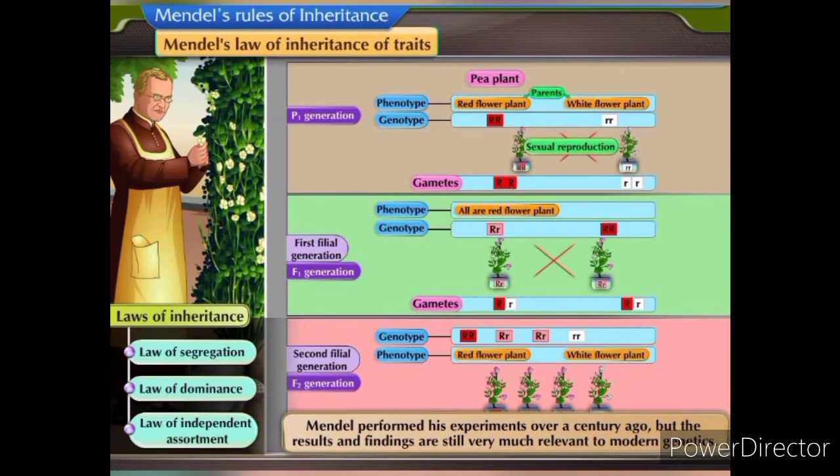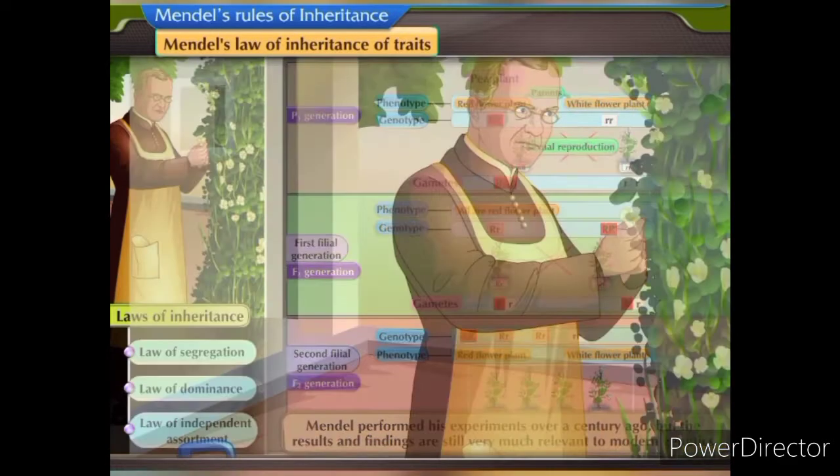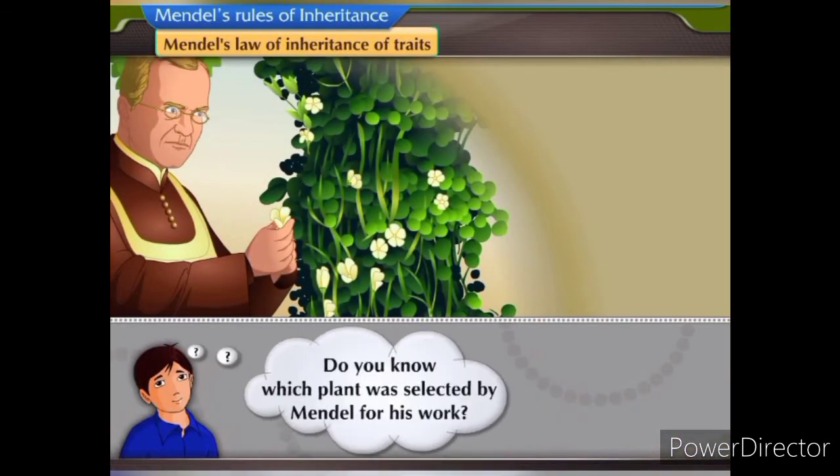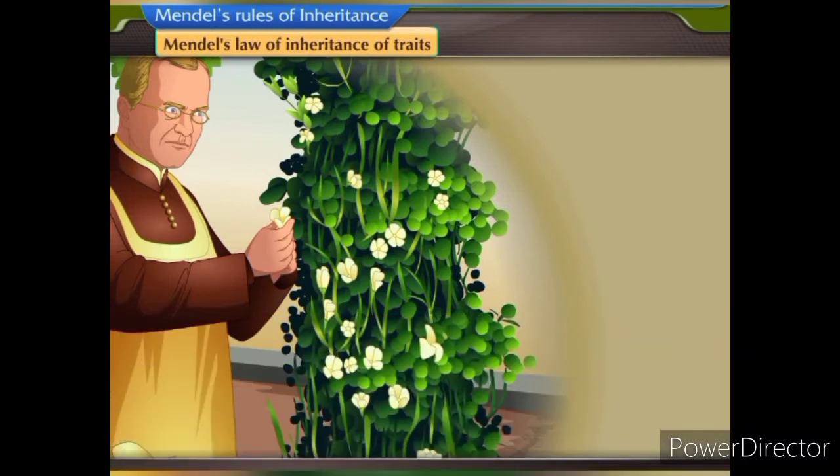Mendel performed his experiments over a century ago, but the results and findings are still very much relevant to modern genetics. It is very interesting to study these experiments. Do you know which plant was selected by Mendel for his work? Mendel selected plants of Pisum sativum, commonly known as garden pea, for his experiments.